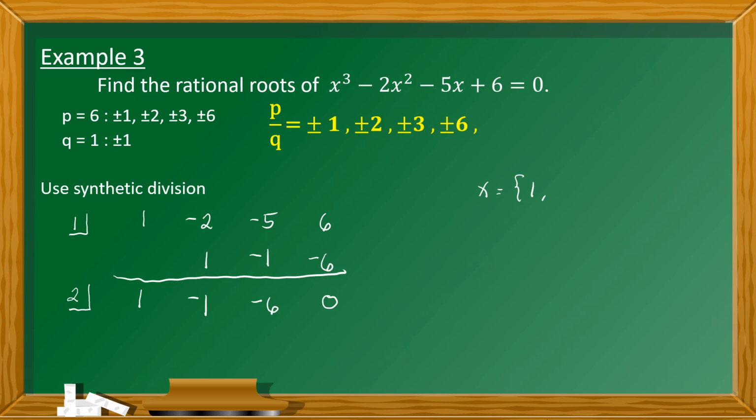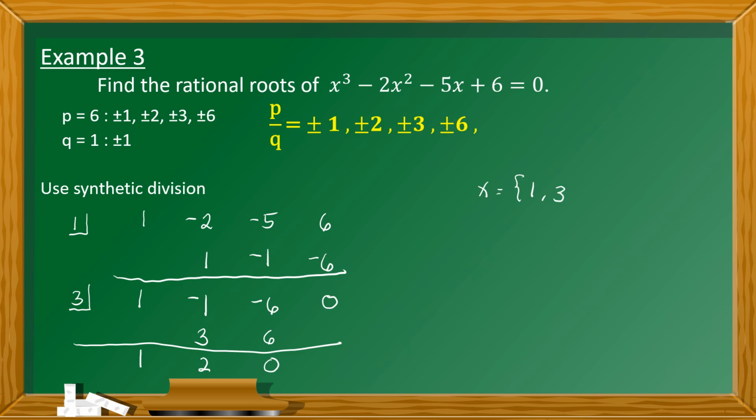Pili pa tayo ng iba. Gusto kong malaman kung ang 3 ba ay kasama sa ating rational roots. 1. 1 times 3 is 3. -1 plus 3 is positive 2. 2 times 3 is positive 6. -6 plus 6 is equal to 0. Nag-0 ang remainder natin. Ibig sabihin, ang 3 ay isa sa ating roots.